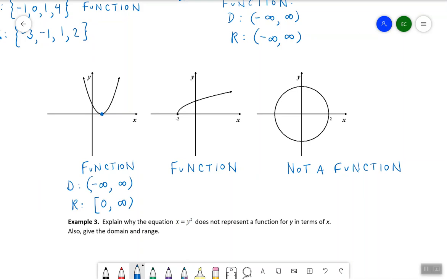Okay, for the next graph, maybe pause the video and try to write it out for yourself. From left to right, we begin at -2 and go to positive infinity. And for the range, we're looking vertically. We're going from 0 all the way up to positive infinity.